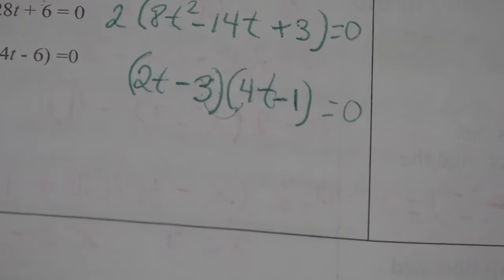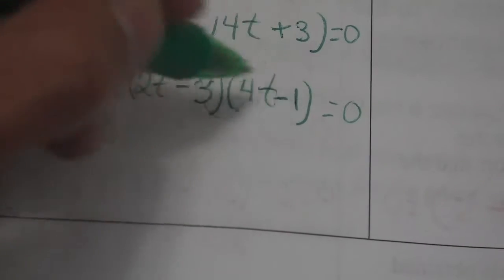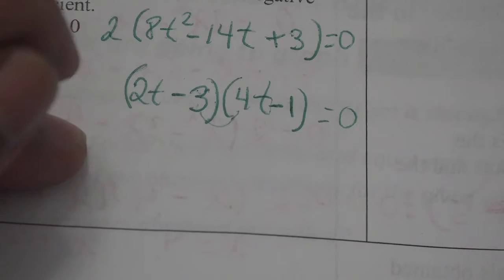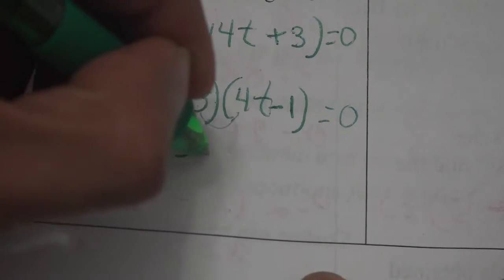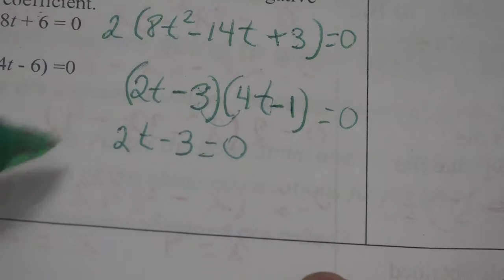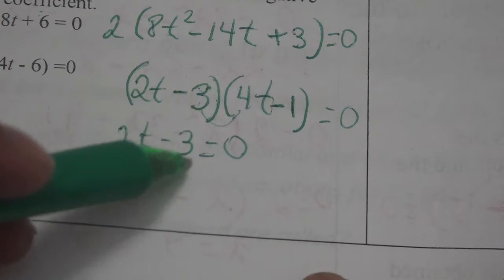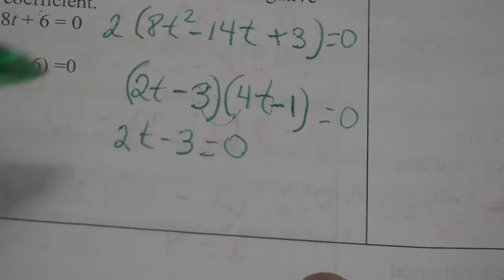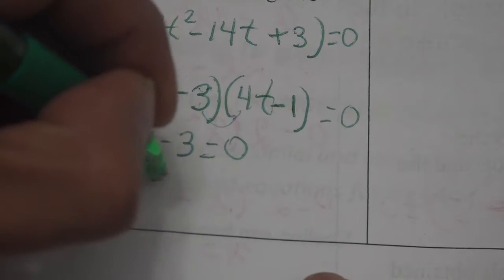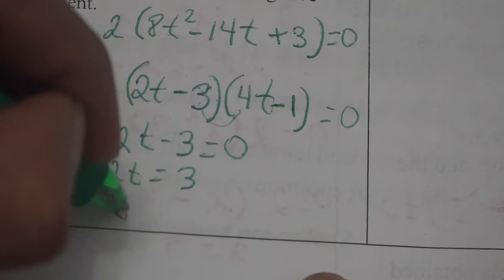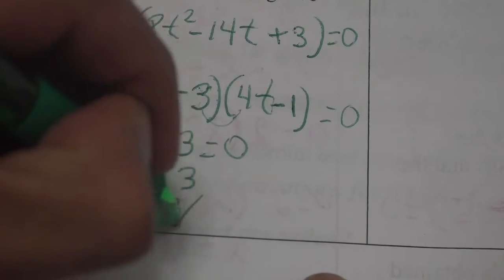Now, when I set each of these equal to 0, we're gonna have a little surprise. So 2t minus 3 equals 0. Alright, so I'm supposed to solve for t. So get rid of this negative 3, put it here, and then divide by 2, so you get t equals 3 over 2.